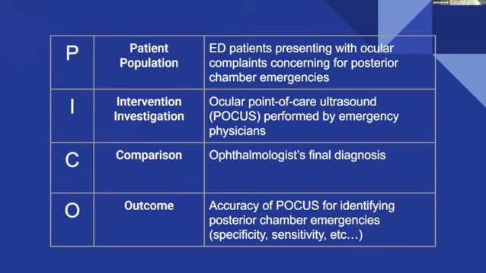The comparison is that of an ophthalmologist's final diagnosis, assuming that they have fancy tools that we don't have, and we're basically using their final diagnosis as the gold standard by which we compare. And the outcome is the accuracy of POCUS for identifying these posterior chamber emergencies in terms of specificity, sensitivity, and whatnot, so that we can use that information to help guide what we do in the emergency room, change our practice.